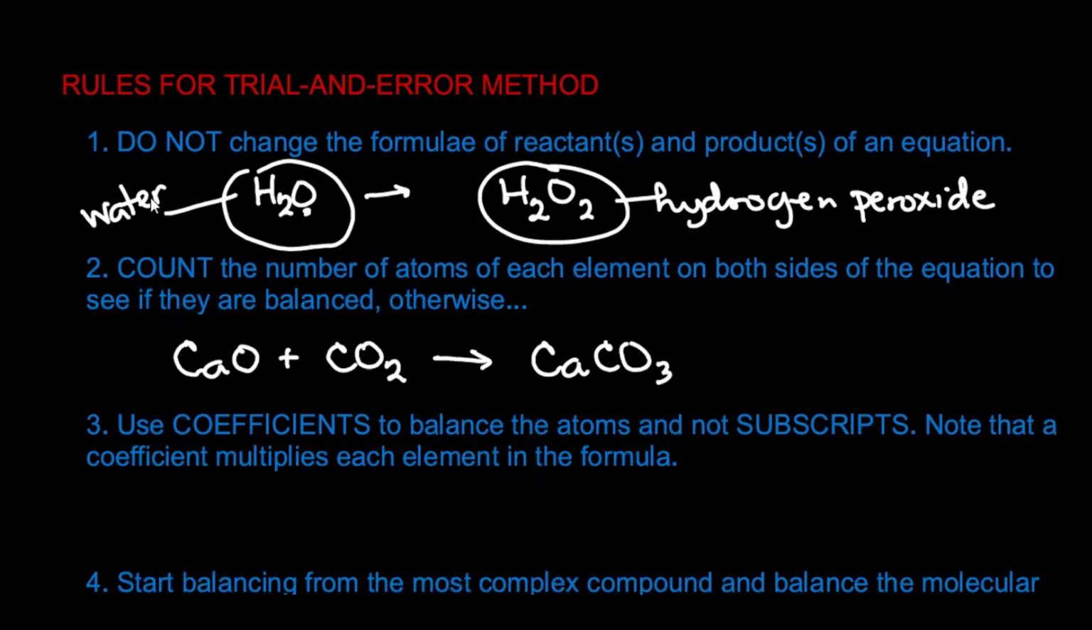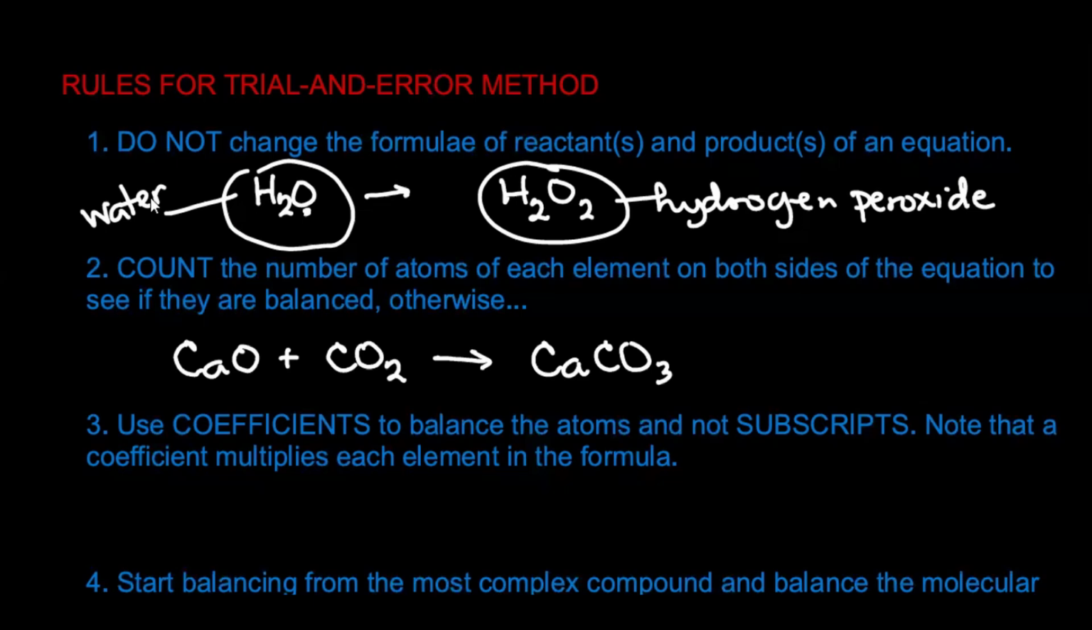So let's look at this. We have one atom of calcium on the left-hand side and one atom of calcium on the right-hand side. We have 3 atoms of oxygen, 1 plus 2, that's 3 on the left-hand side. And we also have 3 atoms of oxygen on the right-hand side, right? We have 1 atom of carbon on the left-hand side and 1 atom of carbon on the right-hand side. So with this, now you can see that the equation is balanced. You don't need to do anything, right? So that's why you must first of all count the number of atoms of each element on both sides of the equation to see if they are balanced.